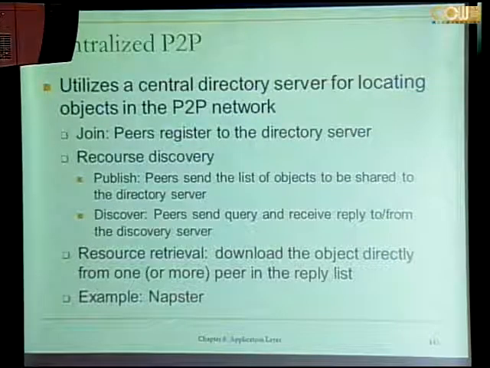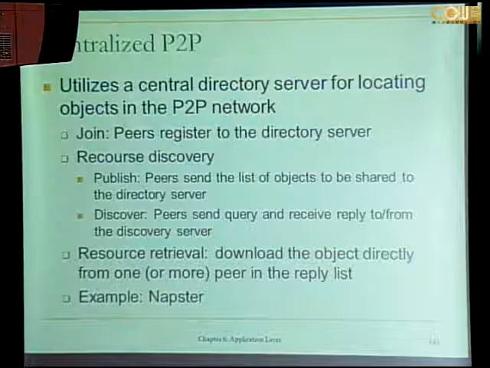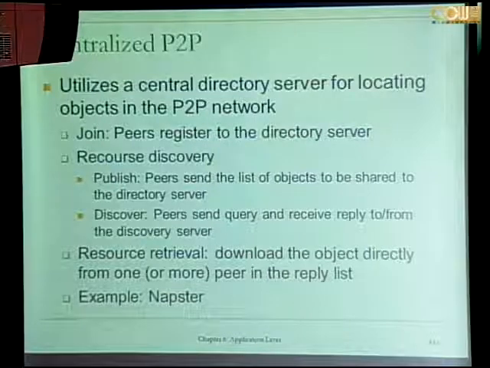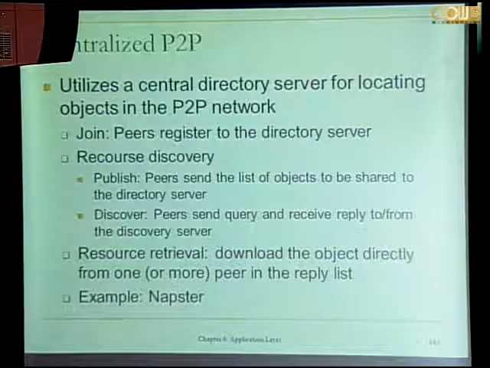Okay, so when a peer needs to join, it registers to the directory server, and then sends the list of content it has to the directory server. That's called publish. Then query and retrieve: querying on the directory server is called discover, and then they could do retrieval directly from the peer.